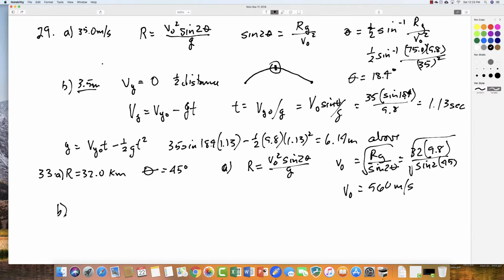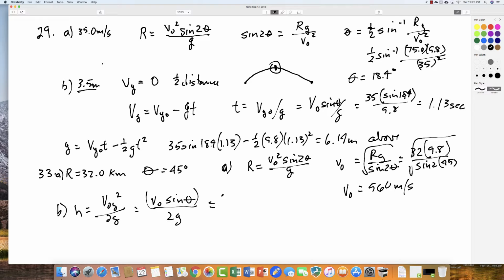Now, another formula in your book that you might want to write on your card is the height of any object is equal to V0y squared over 2 times g. And this will answer the second question, which is how high does the projectile reach? Well, if we put in, remember V0y is V0 sine of theta, divided by 2g.